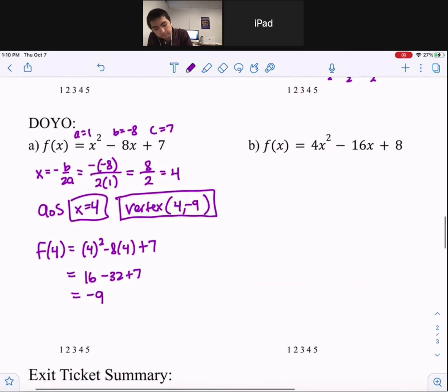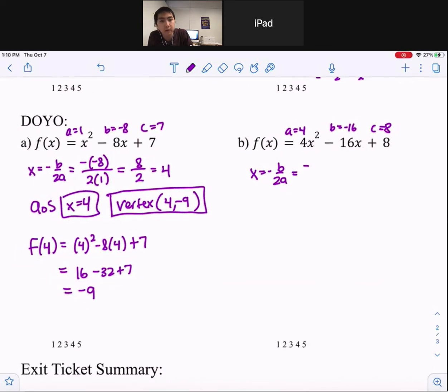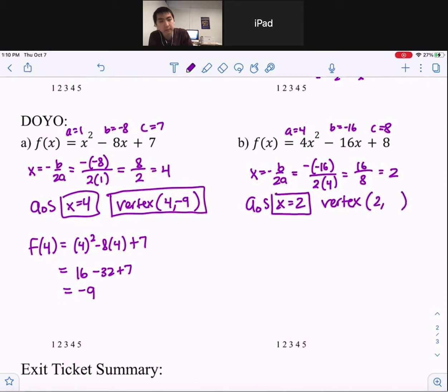Okay, part B. Again, find your axis of symmetry first. A equals 4, B equals negative 16, and C equals 8. This negative sign comes from the formula, then times negative 16, which is your B value, over 2 times A, which is 2 times 4. Negative times negative 16 is a positive 16. 2 times 4 is 8. 16 divided by 8 is 2. Axis of symmetry, x equals 2. And again, that is also the x coordinate of the vertex.